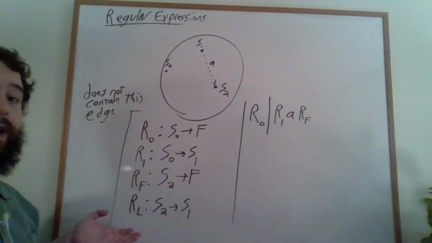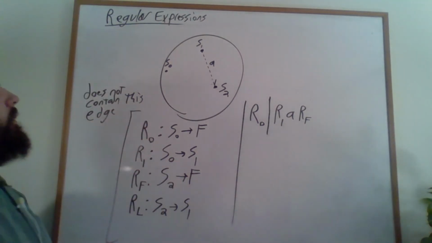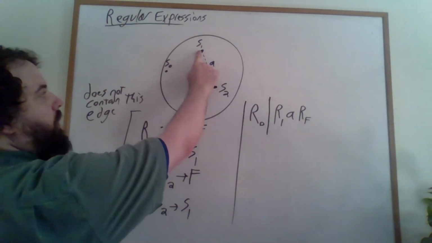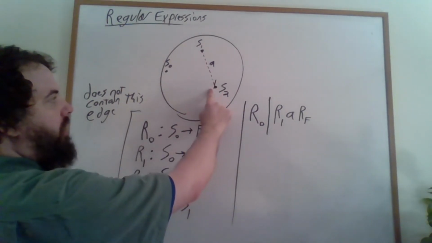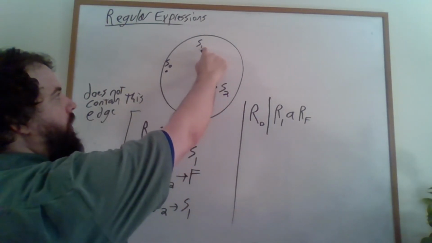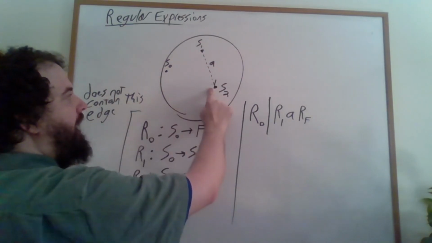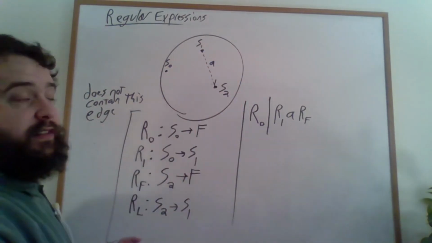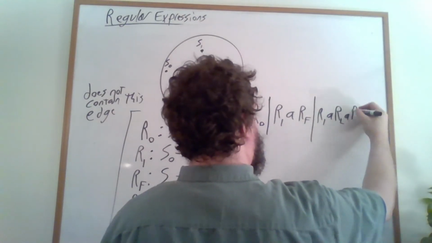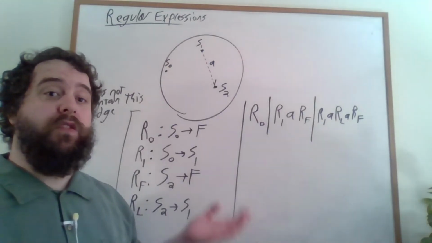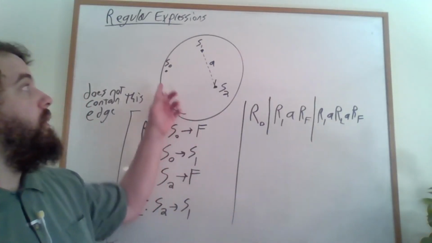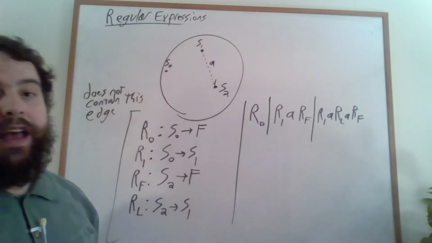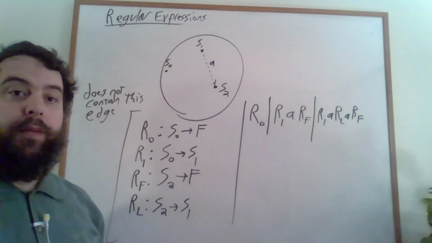I'll call this RL because it's the loop. So we can go from S0 to S1 along the path for A, from S2 back to S1 along the path for A, and then from S2 to a final state. And that corresponds to all of the words that will take us along a path that passes through this edge exactly twice. What about 3 times?